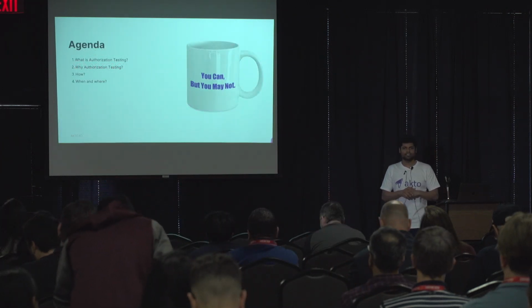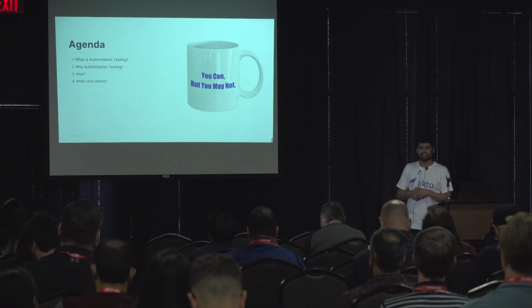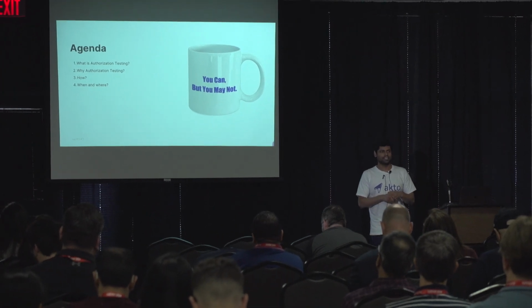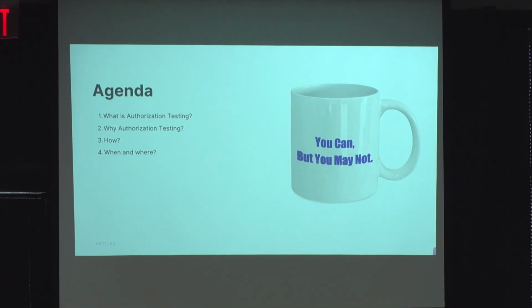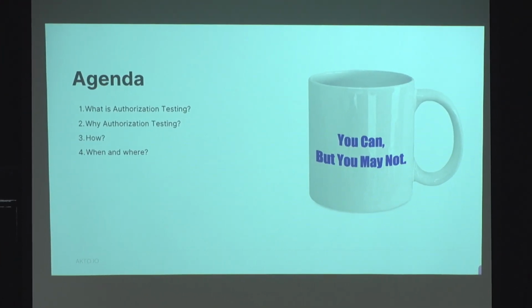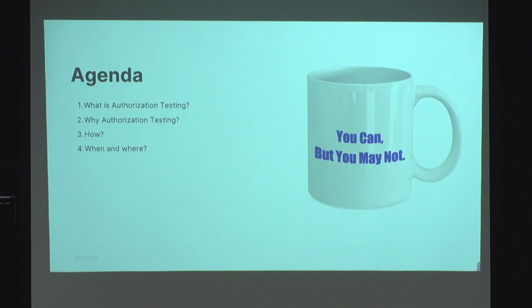We are going to focus pretty much on authorization testing. In my opinion at least, it's one of the hardest things to automate. The whole part of authorization testing: how do you define your authorization policies, how do you monitor for them, and how do you test that the software development team has implemented the authorization rules correctly. And my favorite quote: you can, but you may not. If that's the case, there is probably an authorization problem.